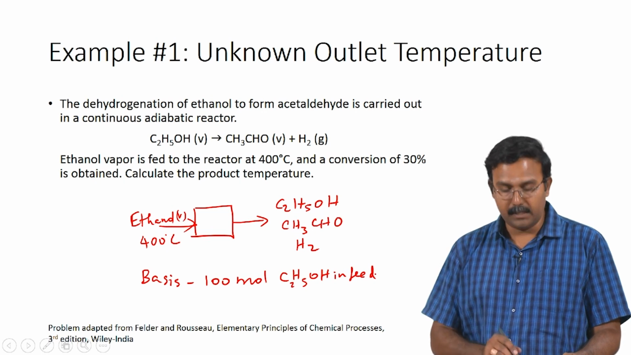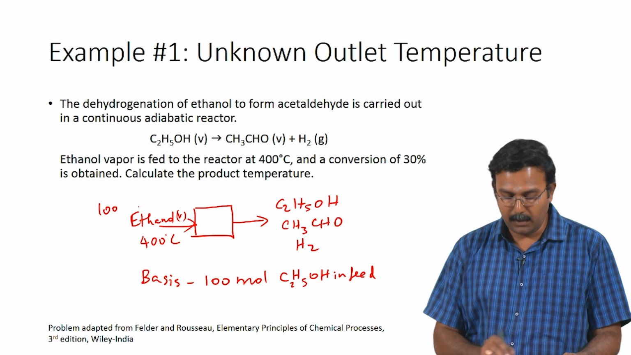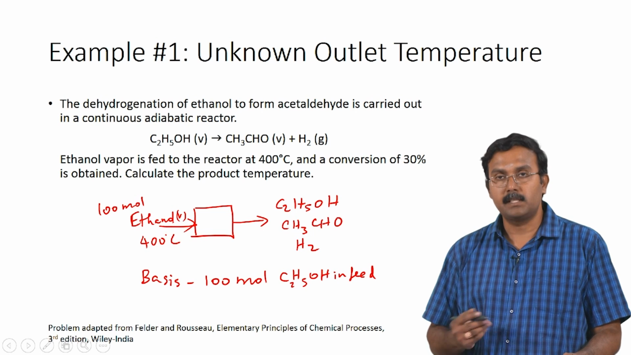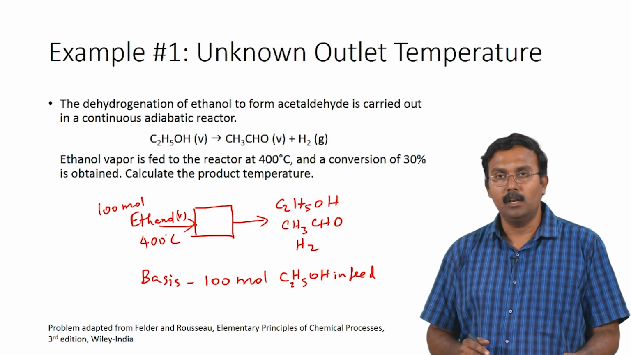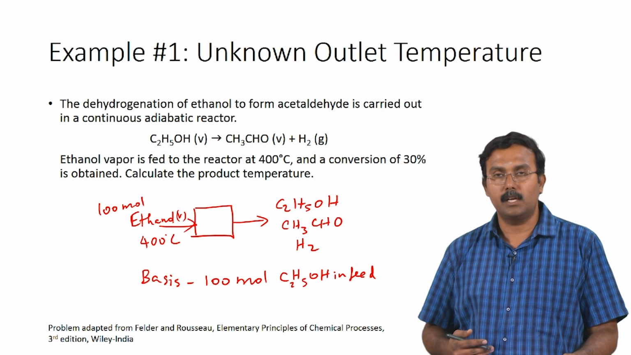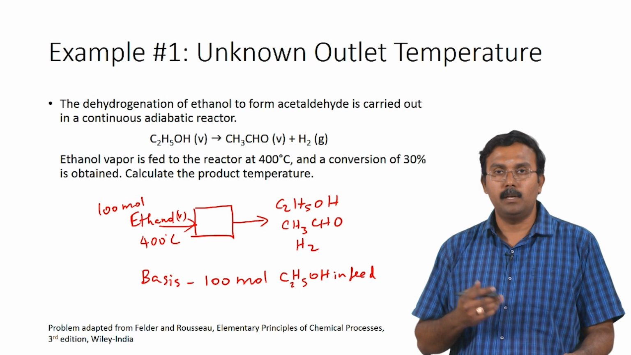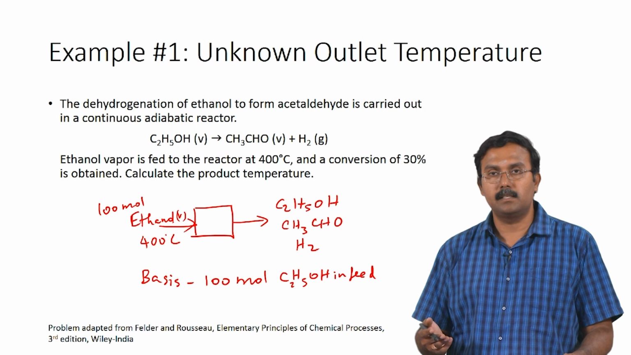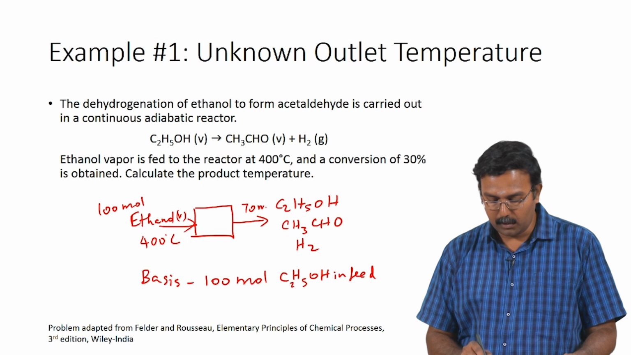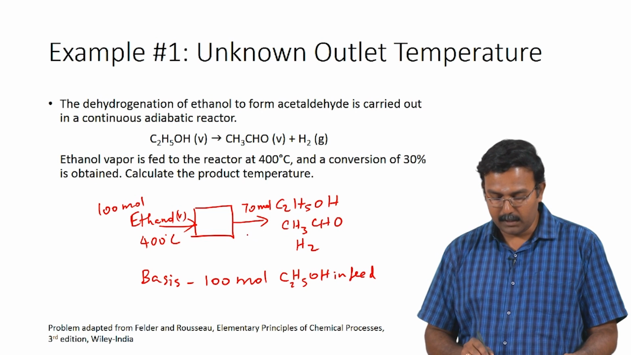So, once we have this, we can fill out this table, fill out the flow chart as 100 moles of ethanol coming in. By performing a simple material balance on ethanol, we know that 30% is converted, which means 30% of ethanol is consumed. So, outlet would be equal to inlet minus consumption. So, this means you would have 70 moles of ethanol leaving the system.